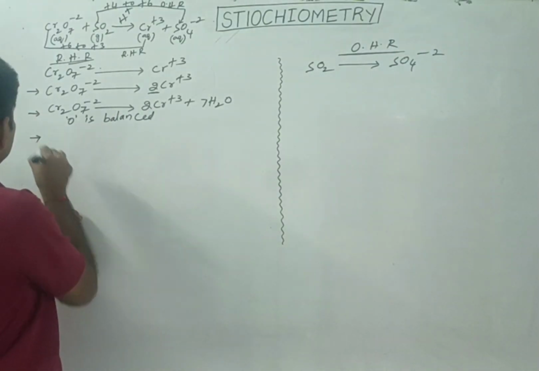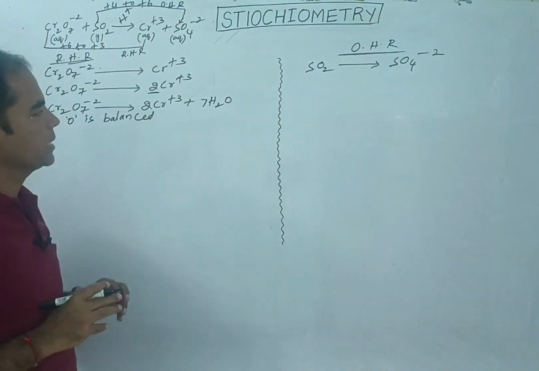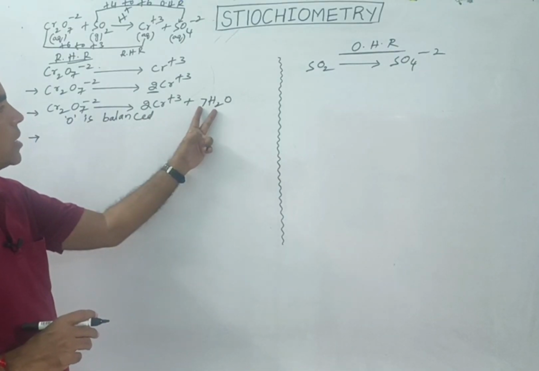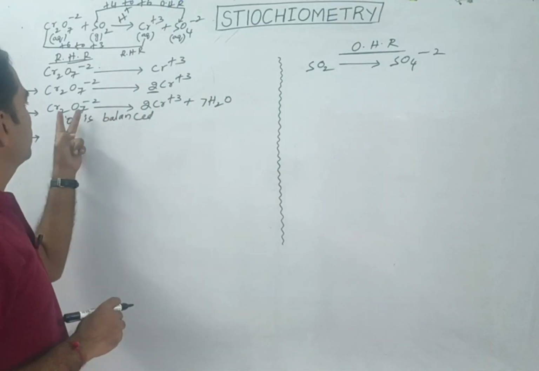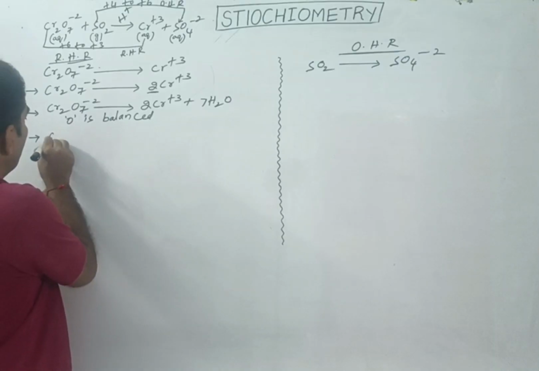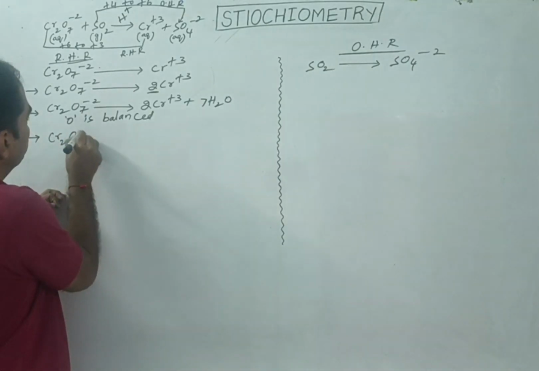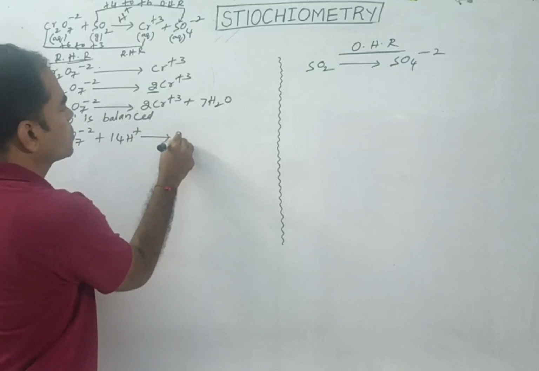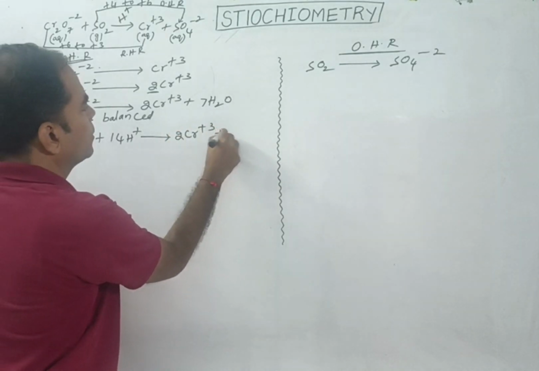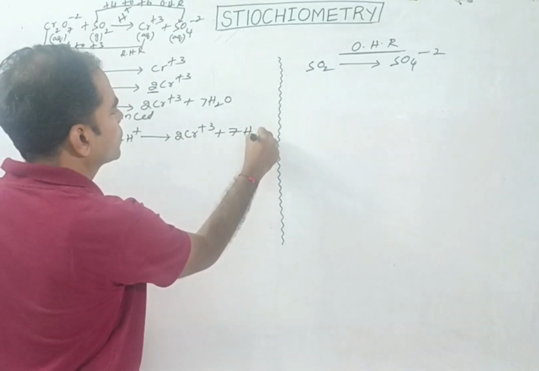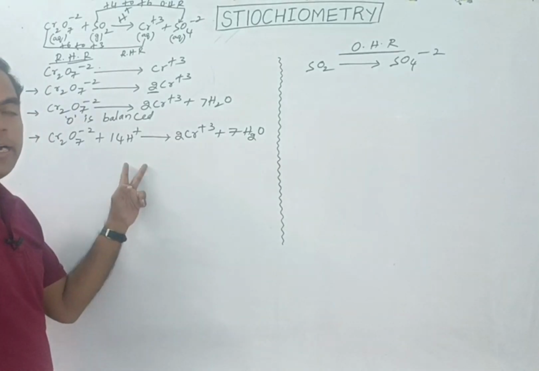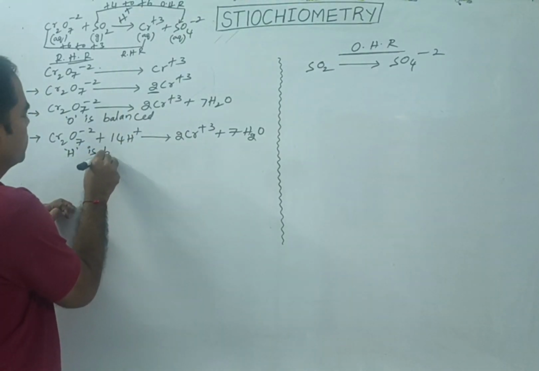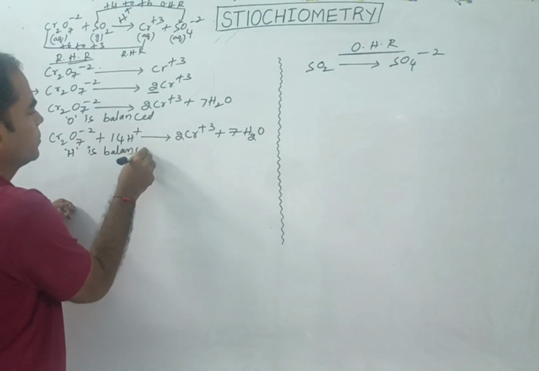In the next step, to balance the hydrogen in acidic medium: how many hydrogens here? 7 times 2, 14 hydrogens. Here no hydrogens. So we can write Cr2O7 2- plus 14 H plus ions gives rise to 2 Cr 3+ plus 7 H2O. In acidic medium, we should add H plus ions. Hydrogen is balanced.